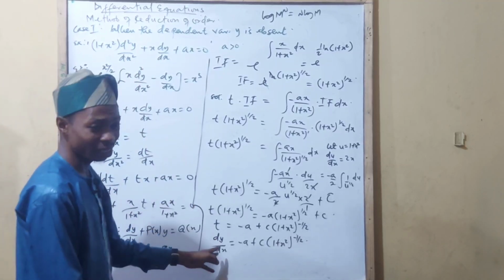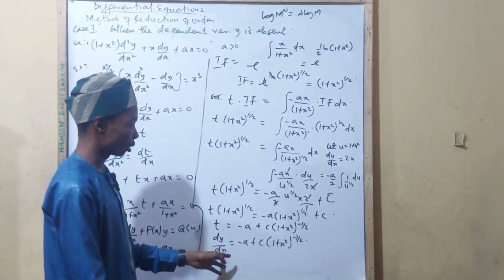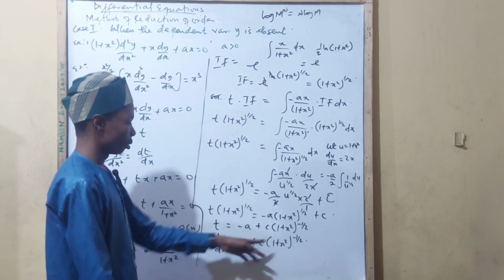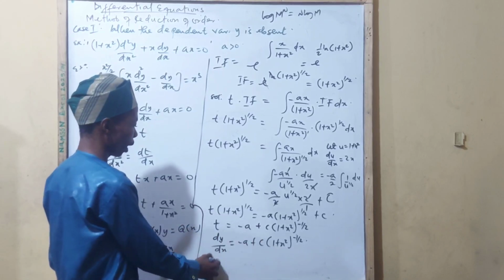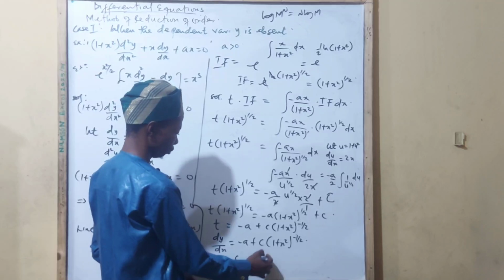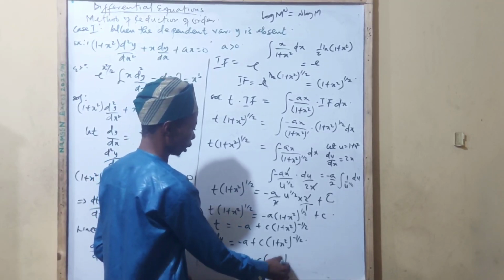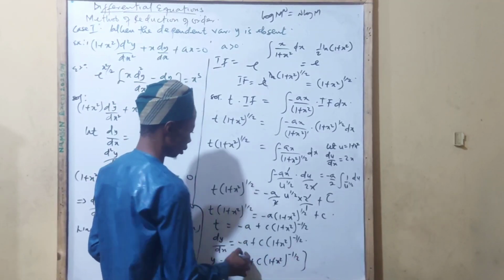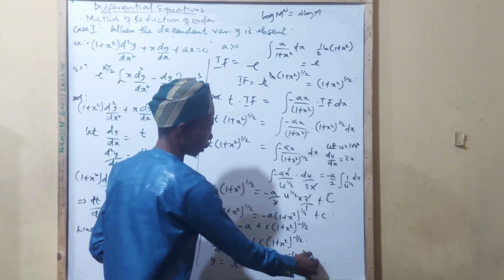So this is dy/dx. This is another differential equation. How do you solve this? Variable separable. So cross multiply and integrate. So y equals the integral of minus a plus c into (1 plus x squared) raised to power minus half. We are integrating all this with respect to x.